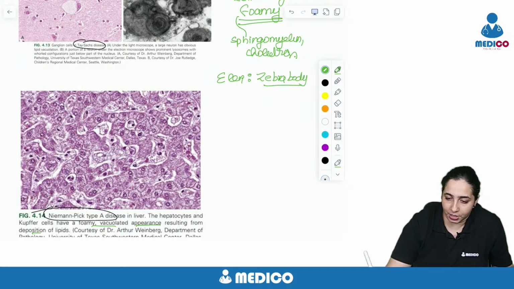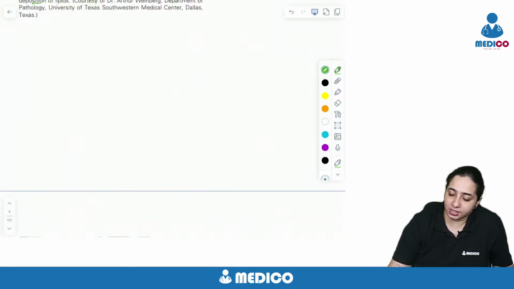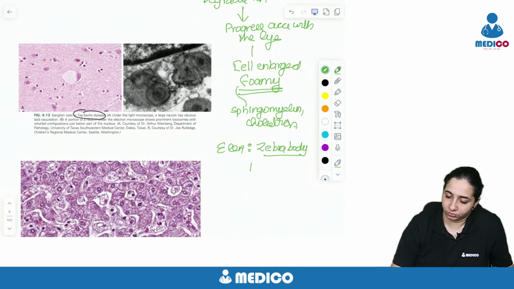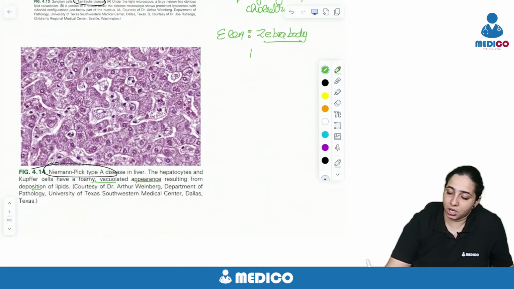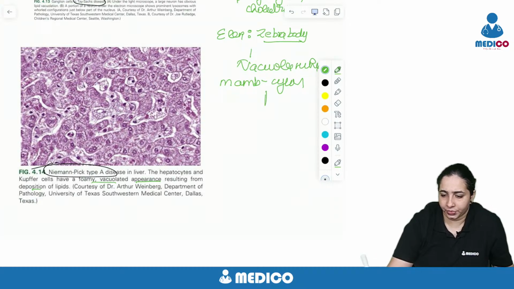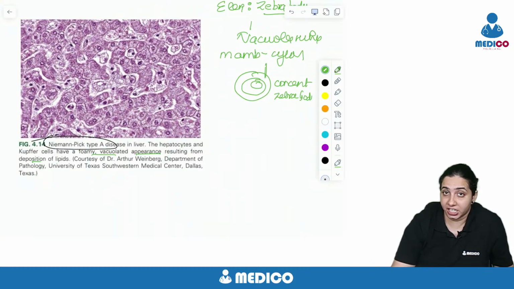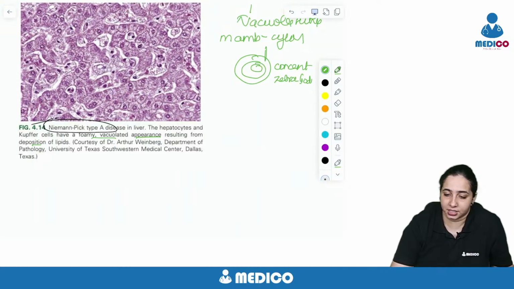Okay, so what are zebra bodies? So these zebra bodies are caused by vacuoles, which are membranous cytoplasmic bodies, and these are arranged in a concentric pattern, causing the appearance of a zebra body. Again, it is not a pathognomonic condition of Niemann-Pick. There are several conditions in which this appearance can be seen, but it is commonly associated with Niemann-Pick disease.